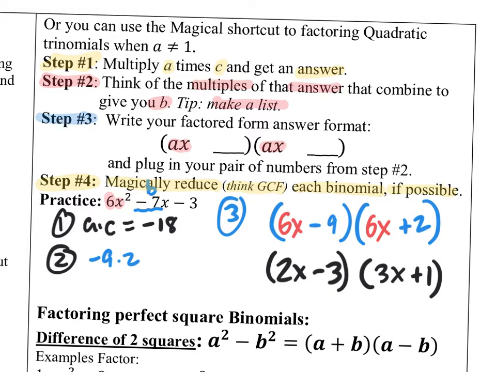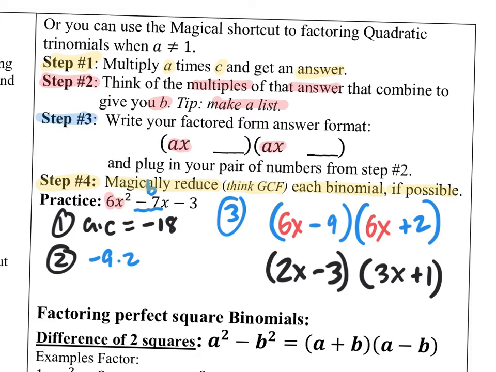I say magically because it's not like you're actually pulling out a 3. You're not pulling out a 3 and writing the GCF 3 out here. You're magically reducing. You're just canceling. 6 divided by 3 is 2, 9 divided by 3 is 3. Over here, the GCF is 2, so you're magically dividing. 6 divided by 2 is 3, 2 divided by 2 is 1. And ladies and gentlemen, this is your factored form answer. What do you think of that? It truly is a shortcut, okay?